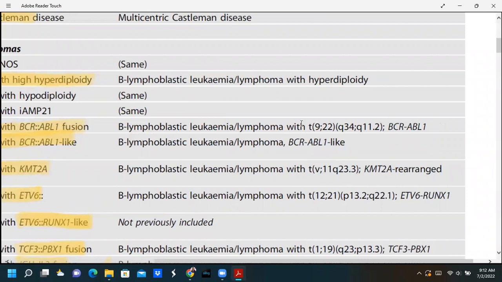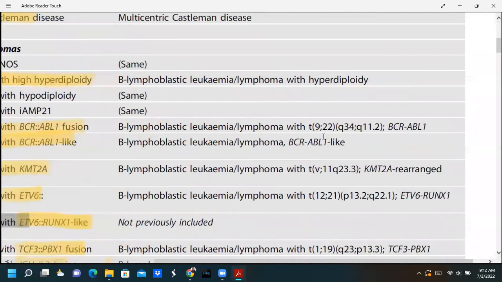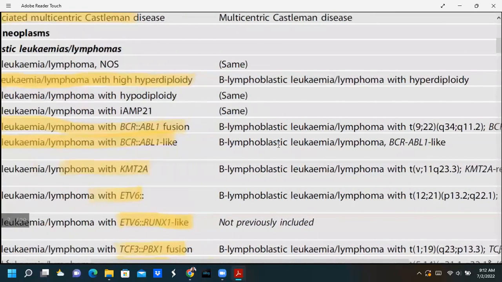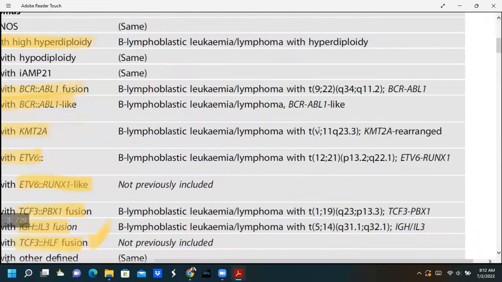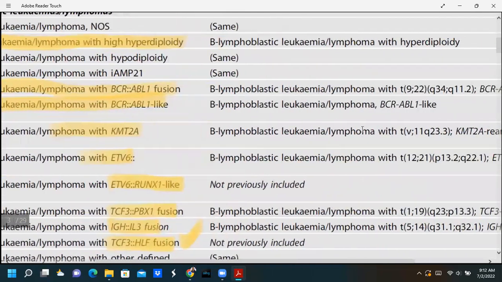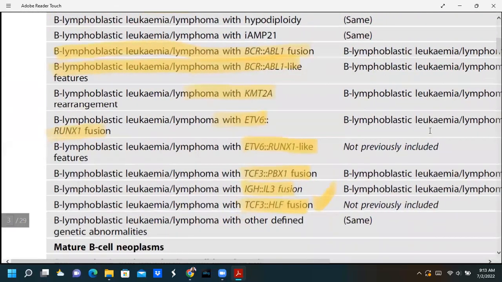So they are not using these cytogenetic nomenclatures. They are directly going towards molecular. And so again, BCR-ABL fusion, and then BCR-ABL like that was previously. Now they are changing to BCR::ABL like, and again italicized. And italicized was previously there as well. KMT2A, that was translocation 11q23, now became just KMT2A rearrangement. It was rearranged before, it is rearrangement now.